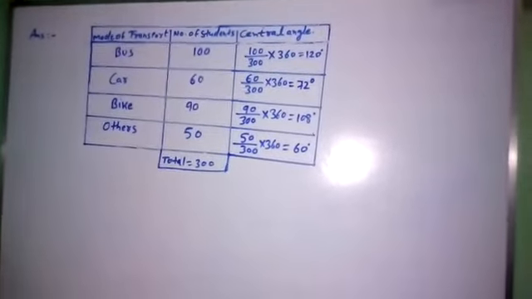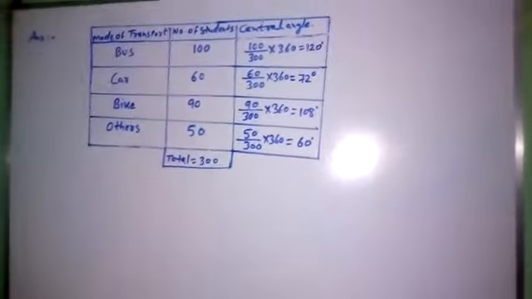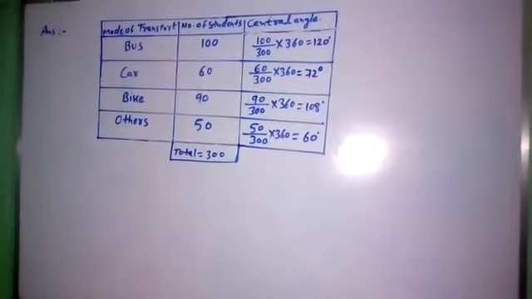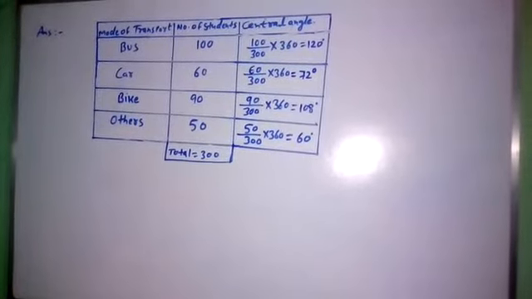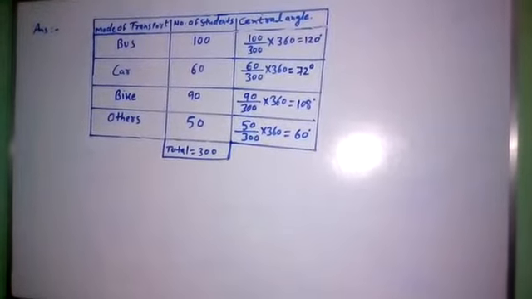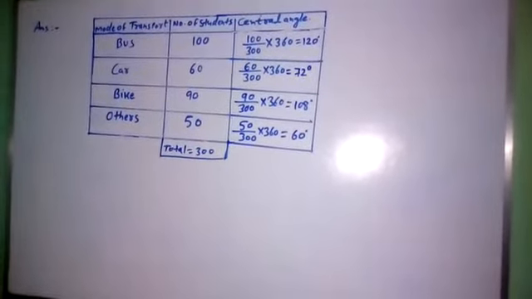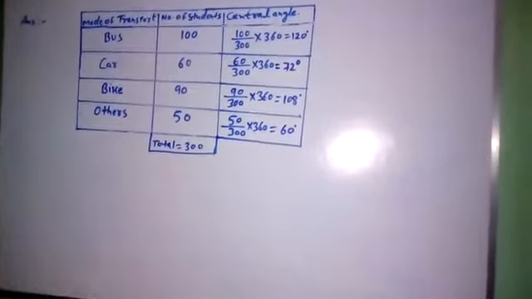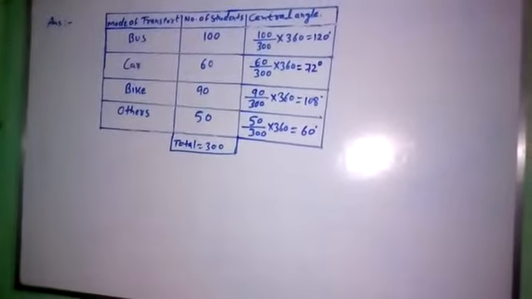Next for the bike, 90 is given. 90 by 300 into 360 equals 108 degrees. Now for others it is 50. 50 by total 300 multiplied by 360 gives you 60 degrees. Now we have to represent this on a circle in the form of sectors. Got it? So we will draw a circle and measure the angles with the help of a protractor.